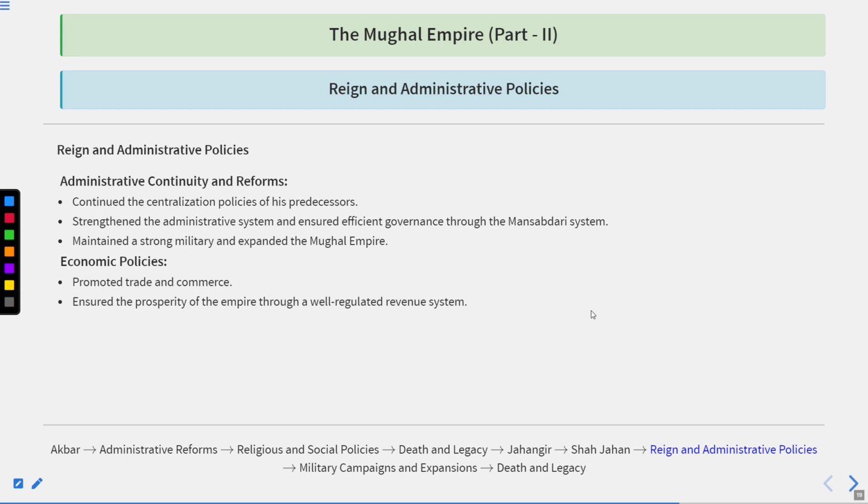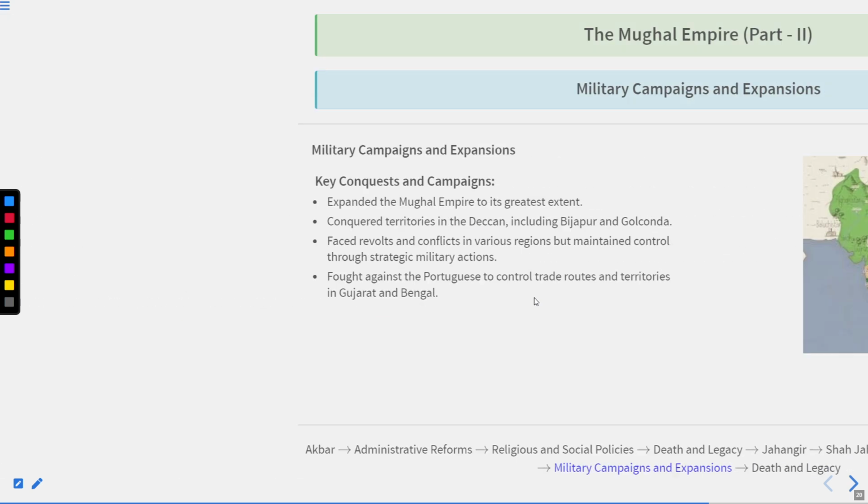Next, reign and administrative policies of Shah Jahan. He continued the centralized policies which were established by Akbar. He strengthened the administrative system and ensured efficient governance through the Mansabdari system. He maintained a strong military and expanded the Mughal Empire. Some economic policies were started by Shah Jahan: he promoted trade and commerce. He ensured the prosperity of the empire by establishing a well-regulated revenue system.